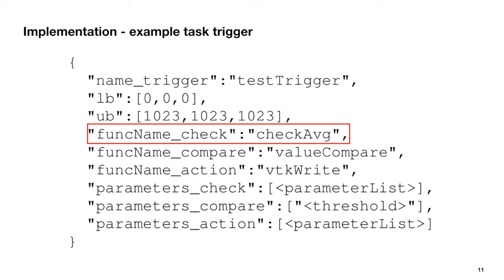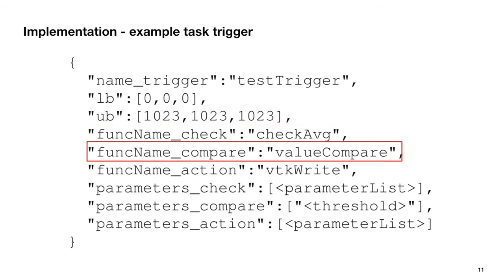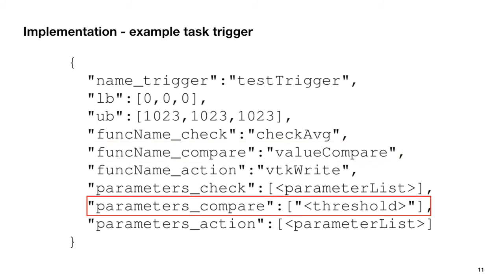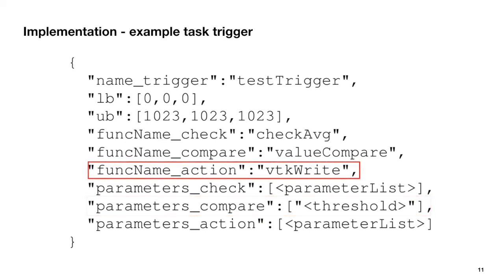The return value of the checkAverage is accessible by the value compare function, which executes a comparison operation. For example, if we are interested in the data with an average value which is larger than a threshold, the threshold value can be set by the item parameter compare. When the value compare returns true, the function VTK_write that outputs the data in VTK format is applied to the corresponding data. All functions specified in triggers can be customized and extended according to different requirements of the workflow.